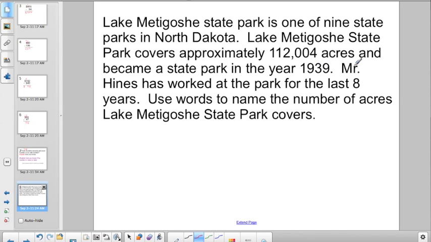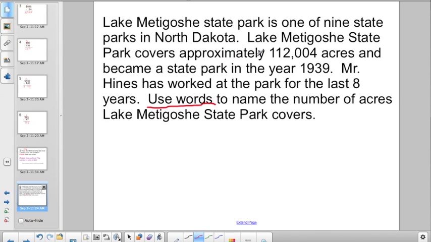And one more piece of information, Mr. Hines has worked at the park for the last 8 years. Wow, that's a lot of reading, isn't it? Yes, it is, but take a look at what they actually want you to find. Look at the question. First of all, the first 2 words here, use words to name the number of acres Lake Menegoshi State Park covers.